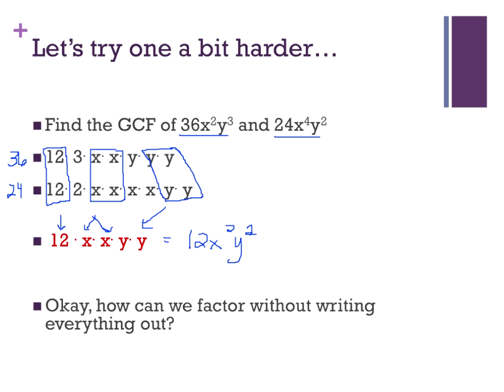And this is just a nice way, if we draw it all out, to see what those greatest common factors are. But how can we do this? How can we factor without writing everything out?